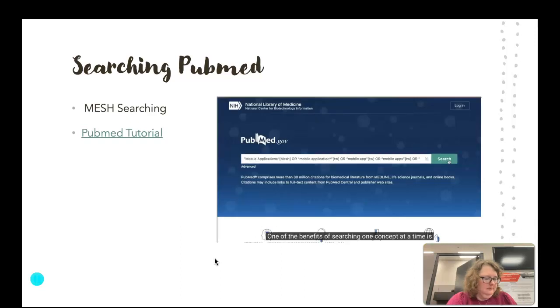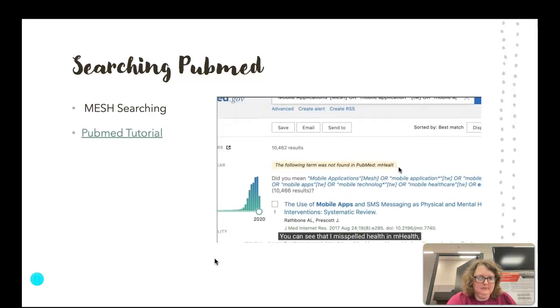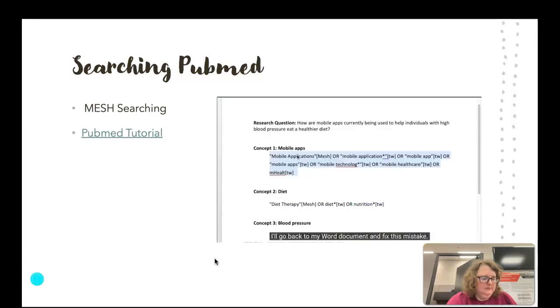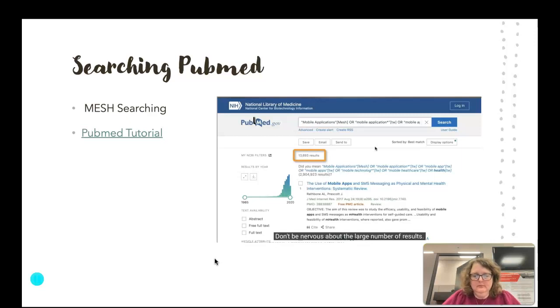One of the benefits of searching one concept at a time is that you can catch any mistakes in these smaller blocks before you put everything together. You can see that I misspelled health in mHealth. PubMed notified me of this underneath the results. I'll go back to my Word document and fix this mistake. Then I'll run the search again. Don't be nervous about the large number of results. Remember, each time we AND in another concept, the results will get smaller.